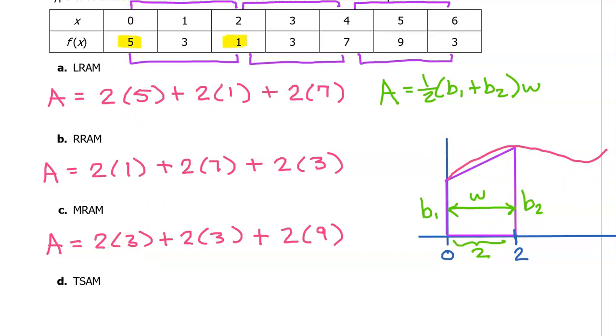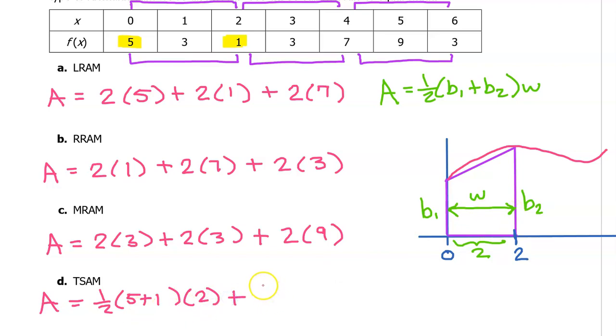So now we can go ahead and set up the area of our first trapezoid by writing 1/2, base 1 plus base 2. That's 5 plus 1. So 1/2, 5 plus 1 times the width, so times 2. So there's our first trapezoid.